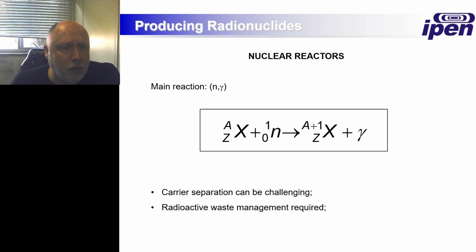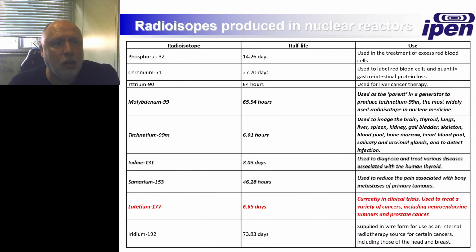Essentially, as I said, the main reaction is (n,gamma). And the other problem, the carrier separation, can be challenging, to put it mildly, and radioactive waste management is required because things get too radioactive. Everything gets very radioactive in this case. And what we usually produce in nuclear reactions, all these isotopes here, have half-lives that go from 2 days to 6 days, to 27 days or 70 days or something.